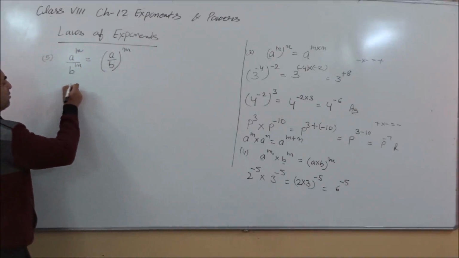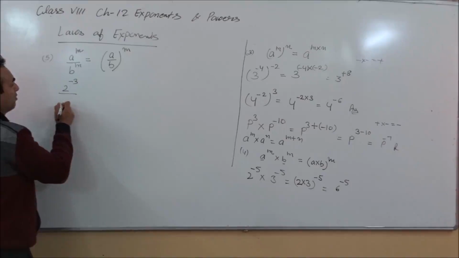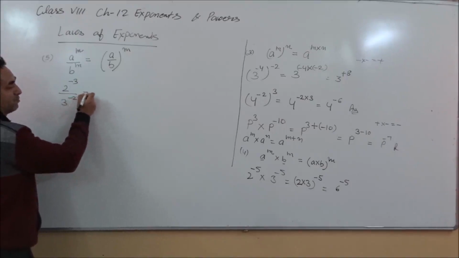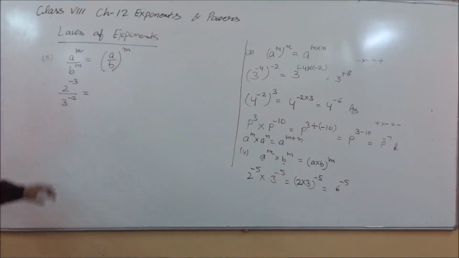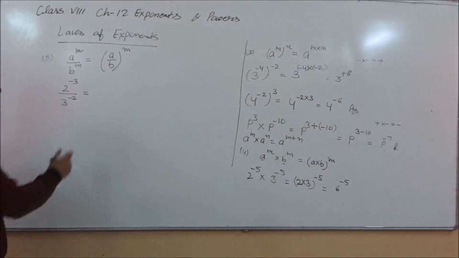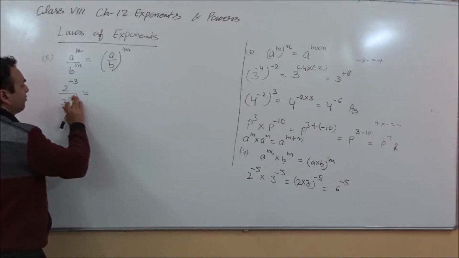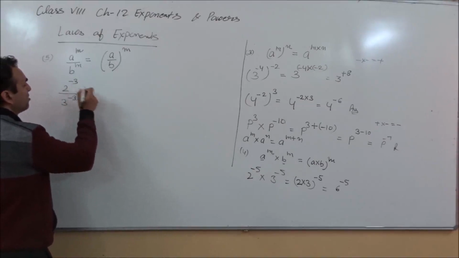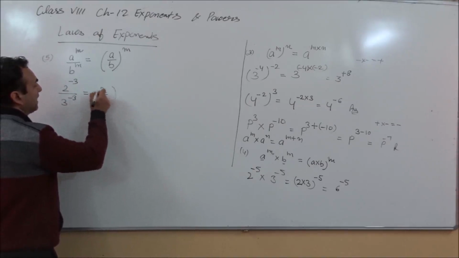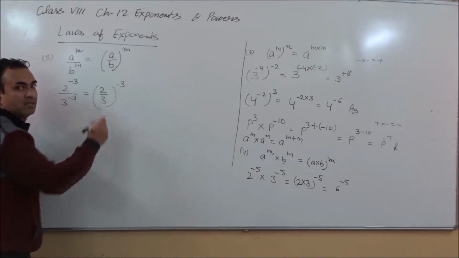Let's take an example like 2 raised to minus 3 upon 3 raised to minus 2. Now look at this question very carefully. Here we have to take the exponent the same. So 2 upon 3 combined we can write, and the exponent will be minus 3.